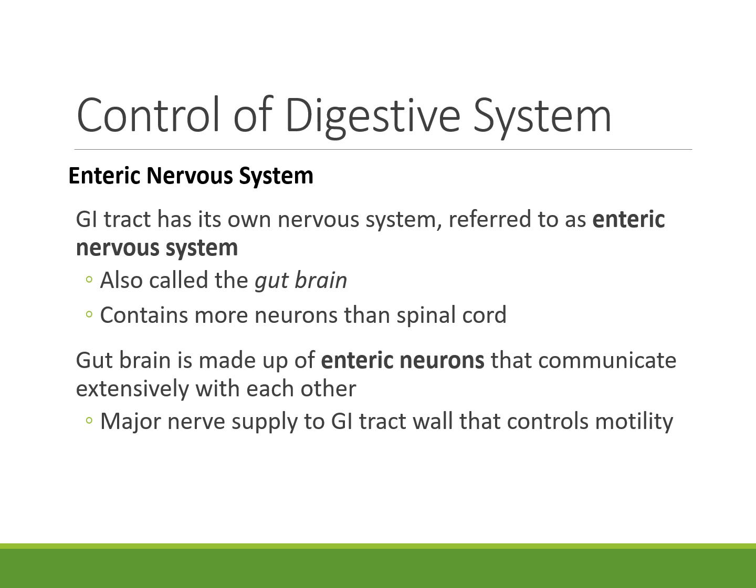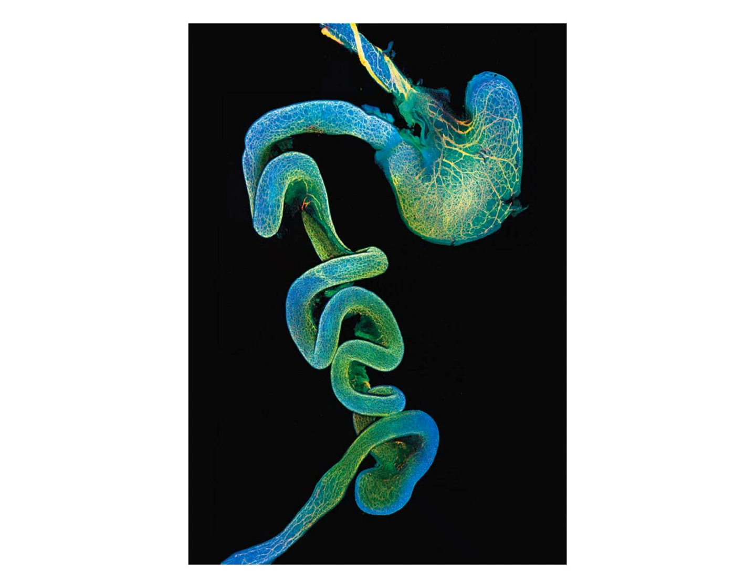How do we control our digestive system? The enteric nervous system. Just like we saw with our heart, the GI tract has its own nervous system as well. It's referred to as the enteric nervous system, or the ENS, also called the gut brain. It contains more neurons than your spinal cord, surprisingly. The gut brain is made of enteric neurons that communicate a lot with one another. The major nerve supply to the GI tract wall is from these enteric neurons that control the motility of the GI tract. So, just an interesting picture of the tract without any of the other organs around it.